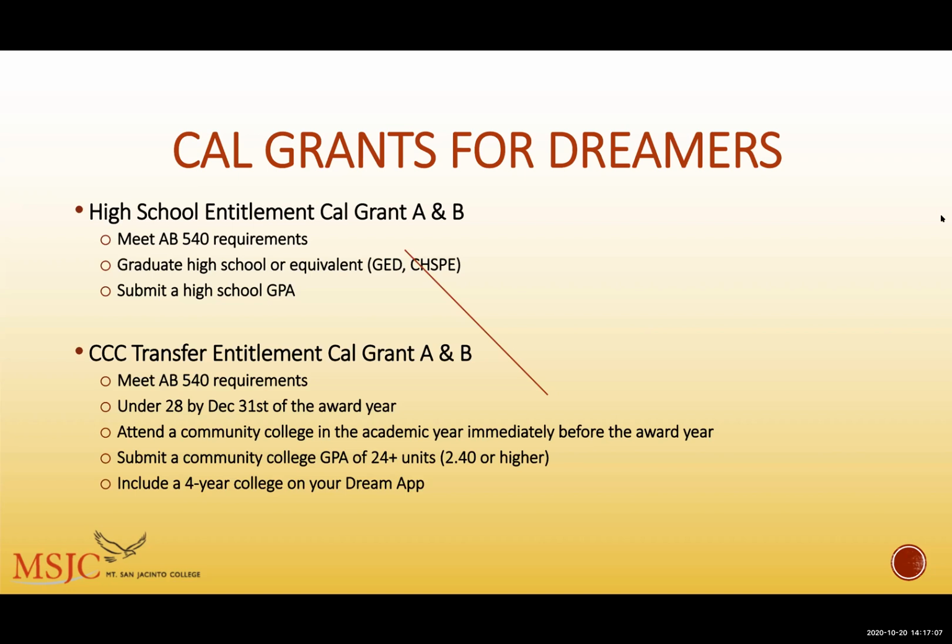They do have to have a high school diploma or GED. That's for financial aid and in general. And then you have to have your GPA submitted. Okay, the Community College Transfer Entitlement Cal Grant is for students who also meet the AB 540 requirements but are planning to actually transfer already. It's called the Transfer Entitlement Cal Grant, the A or the B.